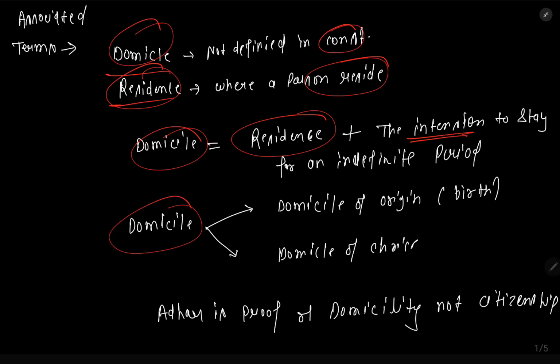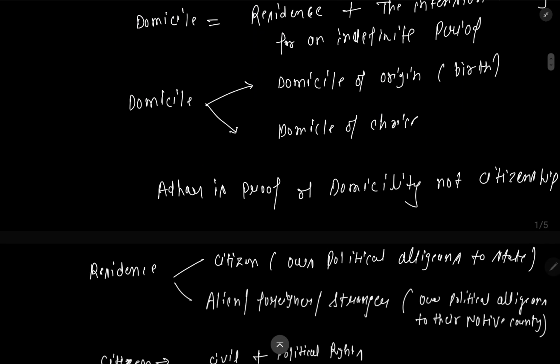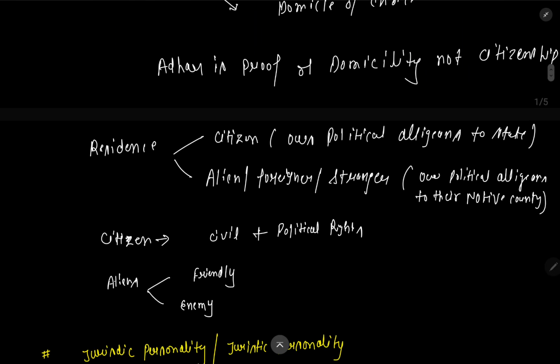Now domicile could be of two types. The first is domicile of origin, where you were born. The second is domicile of choice, where you want to live. And Aadhar is not proof of citizenship. Aadhar is proof of domicile.